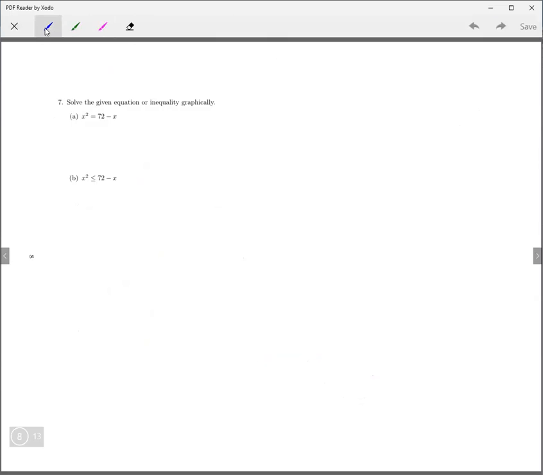Okay, so what I explained, and talked a little bit about on the first page, is you have some function f of x equals g of x. Now we could graph y equals x squared, and we could graph y equals 72 minus x, and then see where they intersect each other. Or you could bring everything to the left side of this equation. So that's x squared plus x minus 72. That's bringing everything to this side.